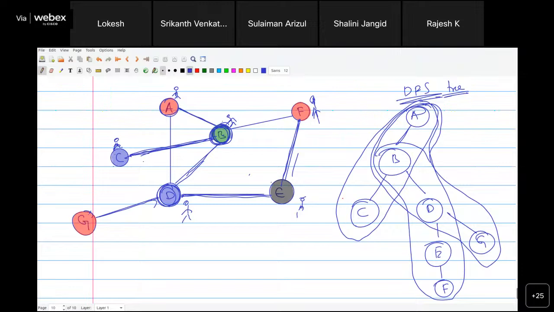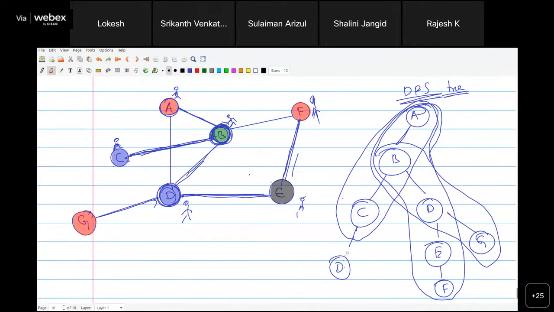What if this edge is there in the original graph? Once I visit C, I would have visited D in that particular branch itself. After visiting C, I would have visited D here. But I am having D in the other branch. That means there is no edge between C and D in my original graph. So like this, you can predict the original graph also.